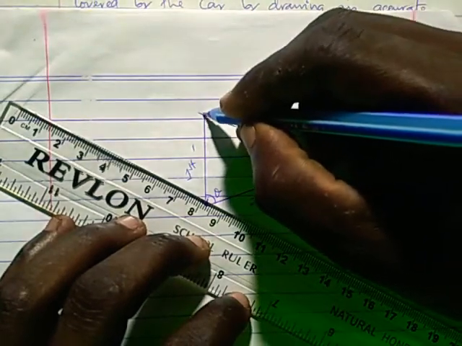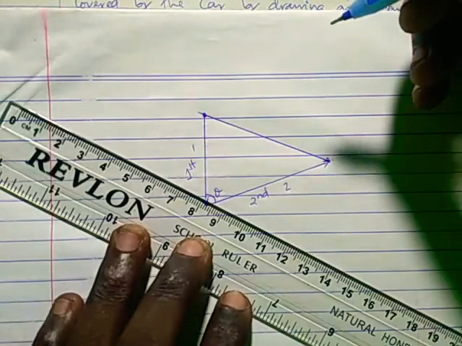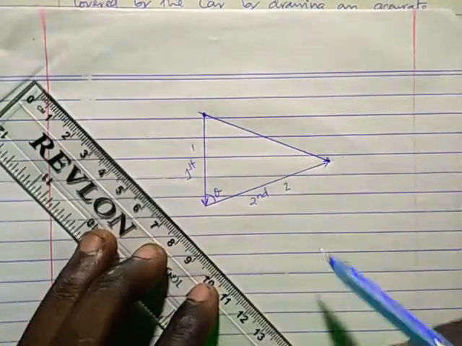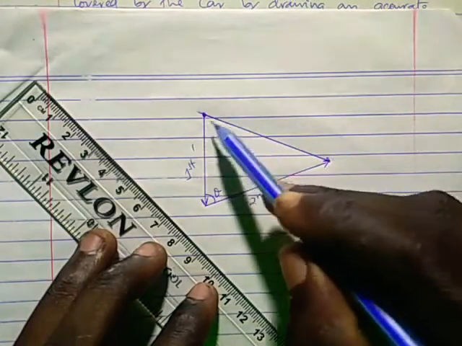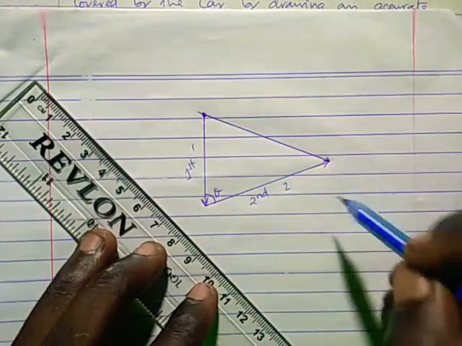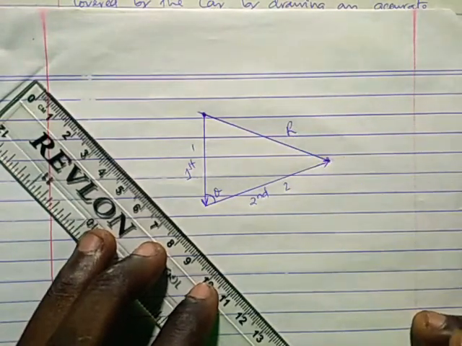It represents the resultant. This arrow here, because when drawing in an exam with a pencil, this means you ignore it. So the third closing side of the triangle drawn from the tail of the first vector to the head of the second vector represents the resultant vector in both magnitude and direction.